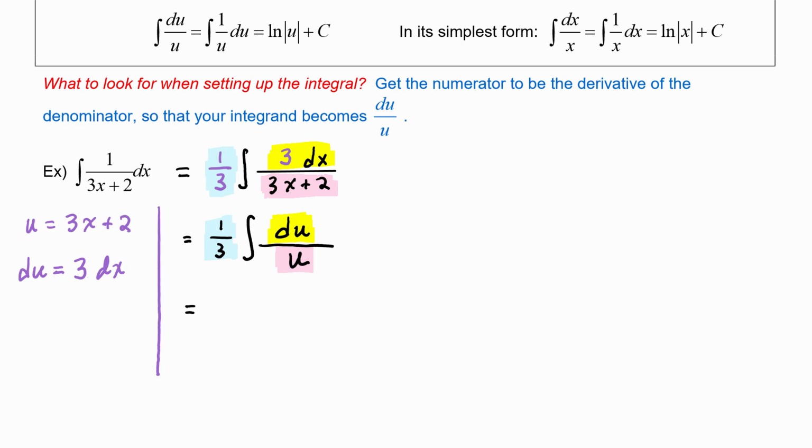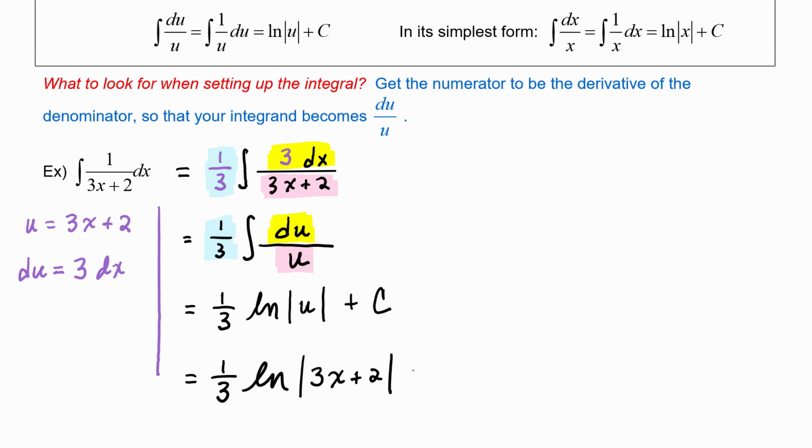Now this is equal to 1/3. We have the integral of du over u, which we just learned that integral is equal to the natural log of the absolute value of u plus a constant. And because this is an indefinite integral, we have to go back to the x variable. So this will be equal to 1/3 times the natural log of the absolute value of 3x plus 2 plus a constant.